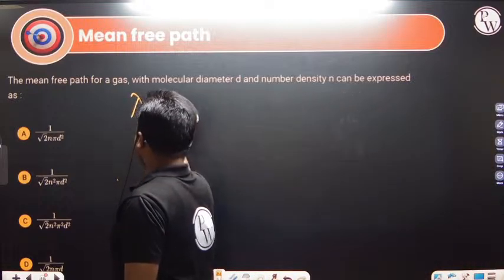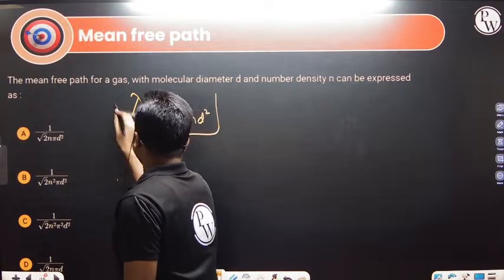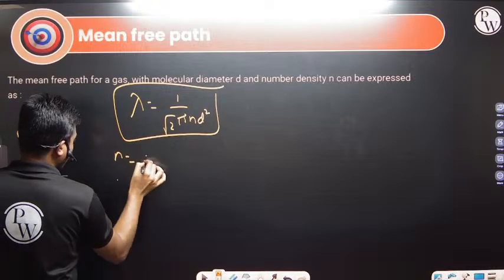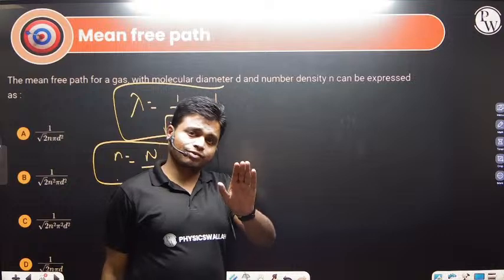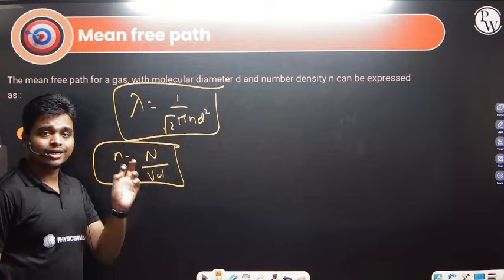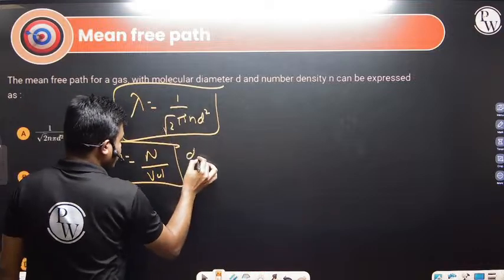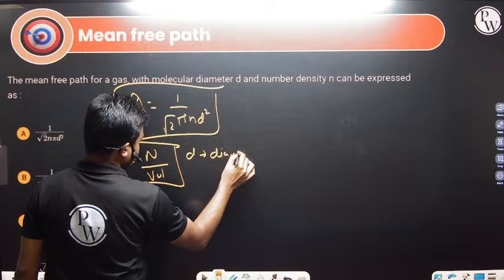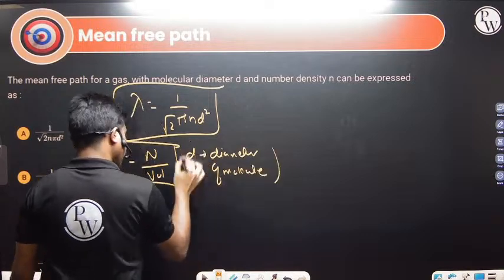And mean free path is given by 1 by root 2 pi n d square. Now what are these terms? n is the number of molecules per unit volume. So in a given room, if the volume is fixed, total number of molecules divided by volume gives the value of n. We call it the number density of the molecules. What is d here? d will be the diameter of the molecule.